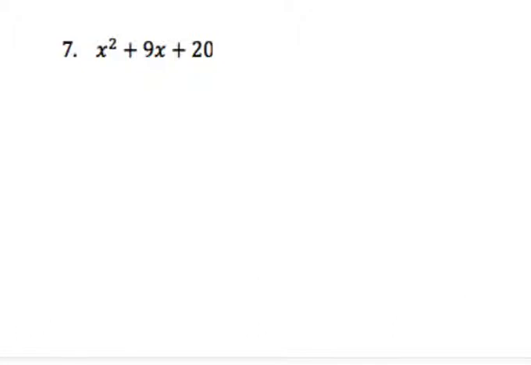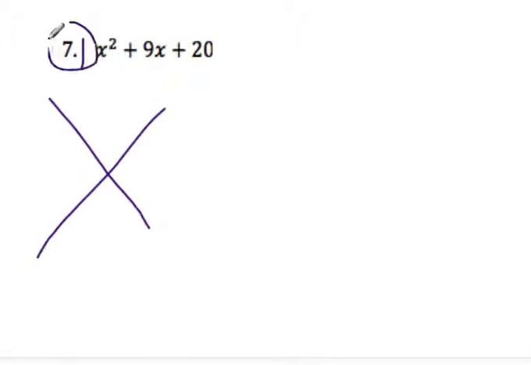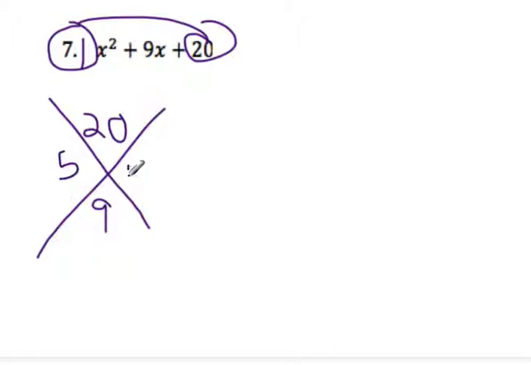All right, so let's take a look at number 7. So for number 7 and 8, we're going to review factoring. So factoring is when you set up that x. So I'm going to take my 1 and multiply it by the 20. Well, 1 times 20 is 20. So we're multiplying to 20 and adding to 9. So I want to ask myself what multiplies to 20 and adds to 9. Well, that's going to be 5 and 4.